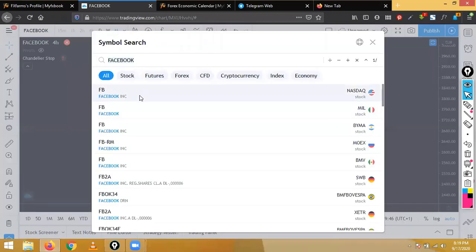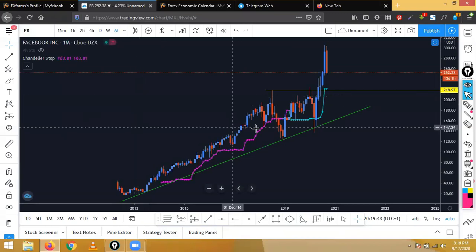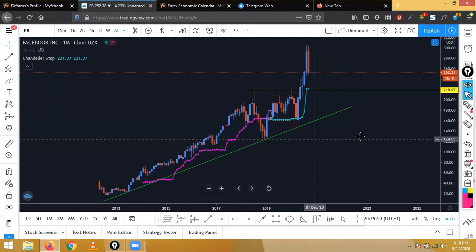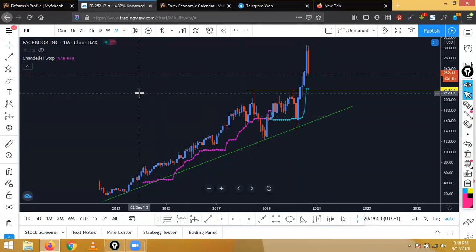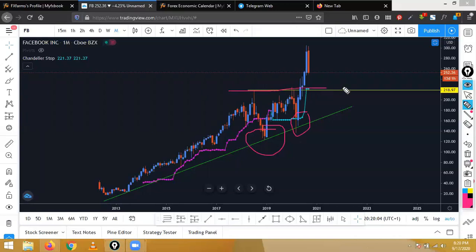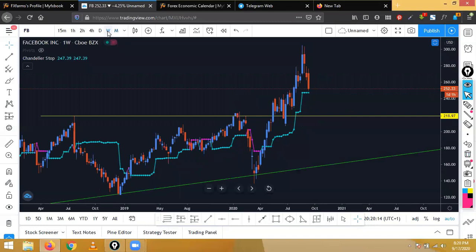Okay, now this is Facebook, and this is the monthly time frame. Let's just say you cut the move from here, the buy move from here or from here, and you want to trail your stop loss. And this was a key price zone, the 218 zone, and price closed above. I was tracking this space some months ago during the lockdown, but I took my eyes off.